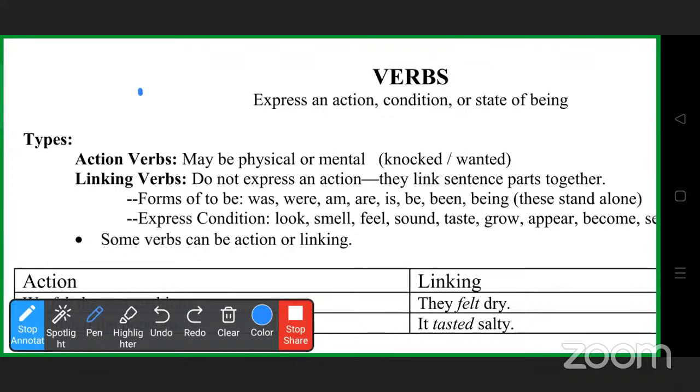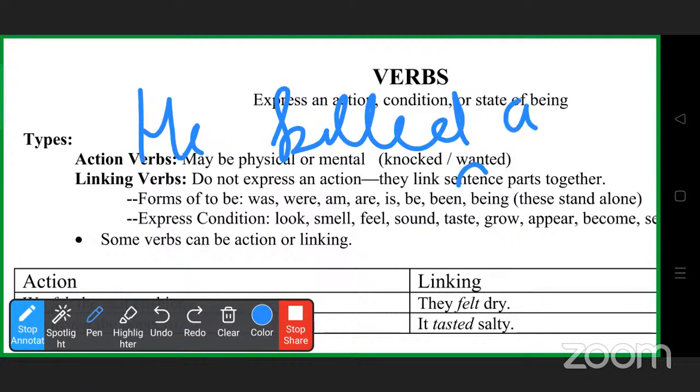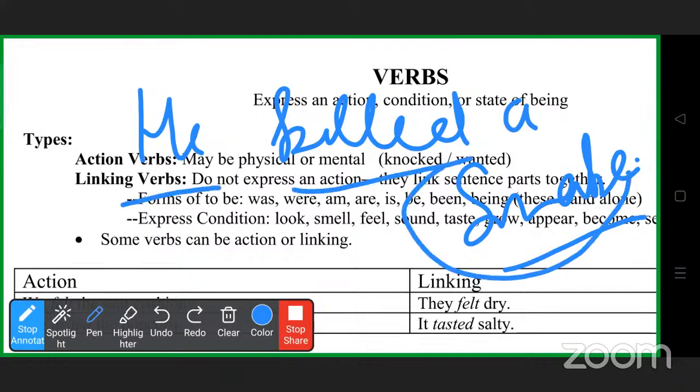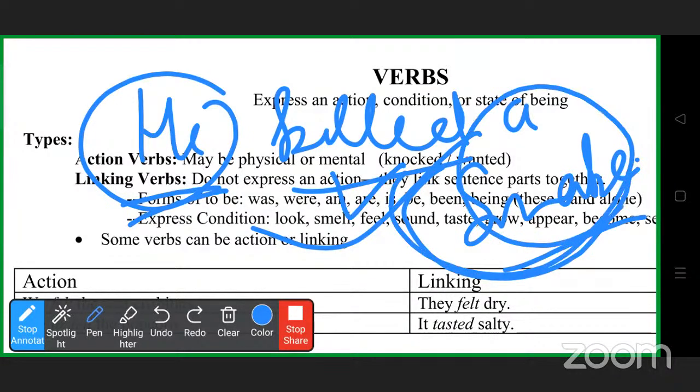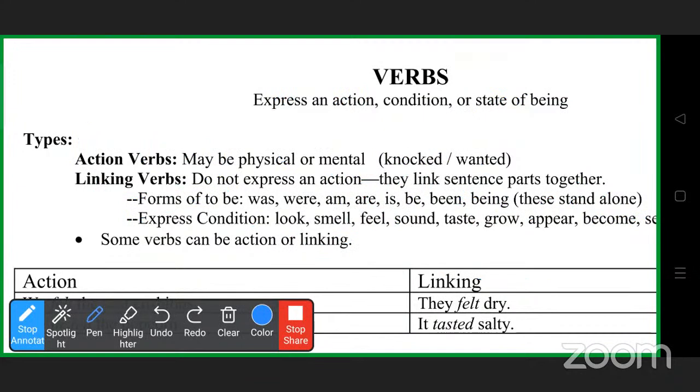For example, if I say he killed a snake, he killed a snake. When we say he killed a snake, it's past indefinite tense. We know the action is applied onto something, like he killed a snake, so the object is present. When the object is present in the sentence, the verb is a transitive verb.